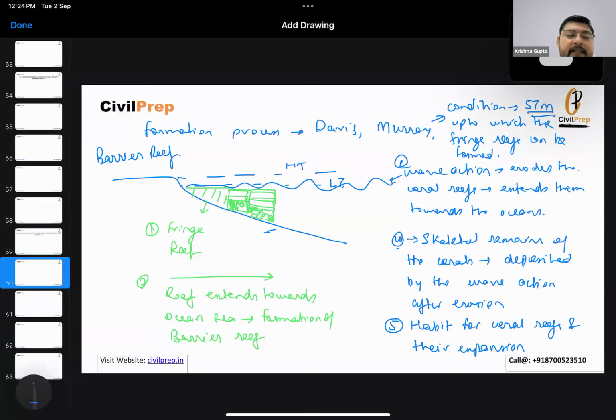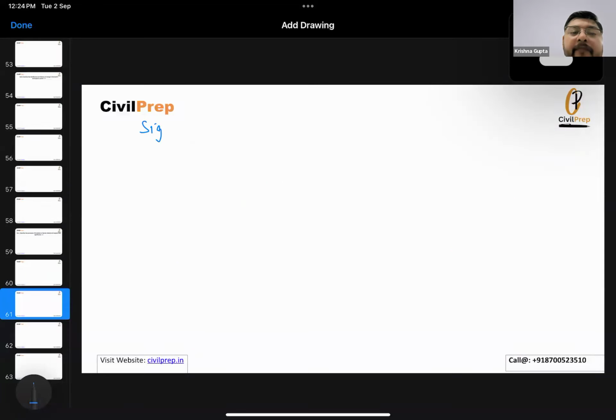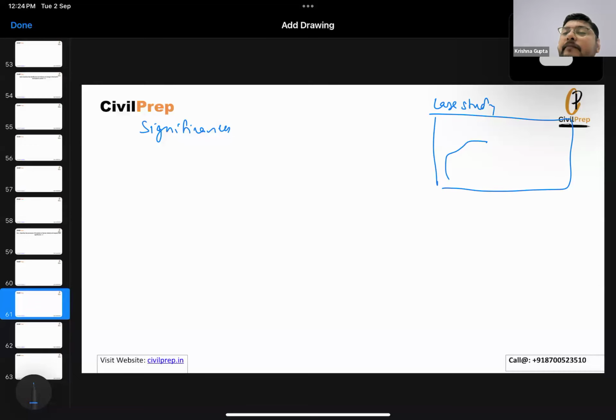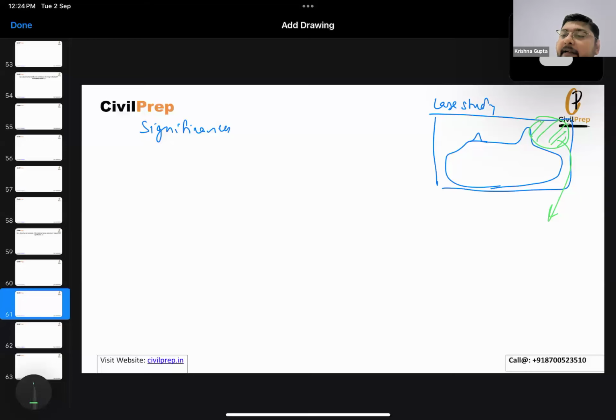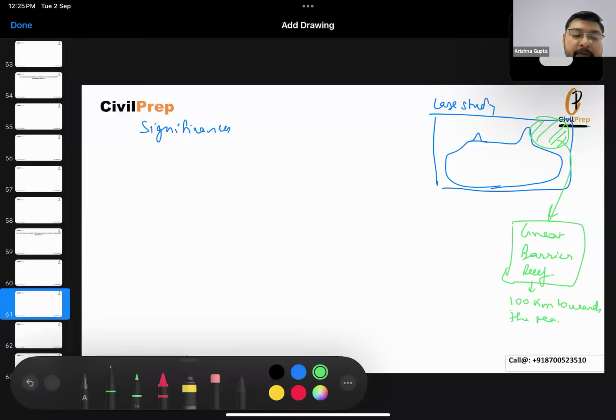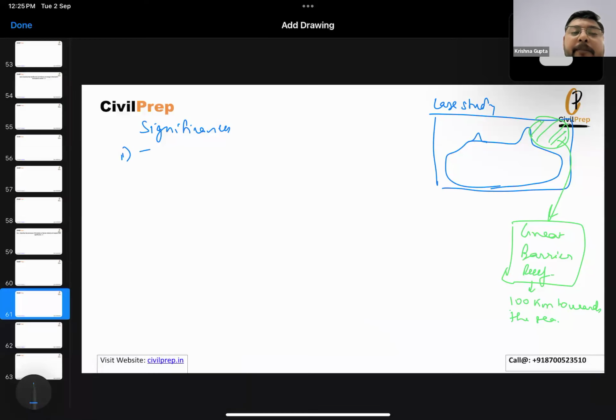Now, when we look at their significances, before significance, I would like to address the case study of Australia. Okay, so here towards the northwestern part of Australia, we have the presence of the Great Barrier Reef. This Great Barrier Reef is extending more than 100 kilometers towards the sea. So this extension has made it one of the very important places where, number one, the biodiversity is very high.